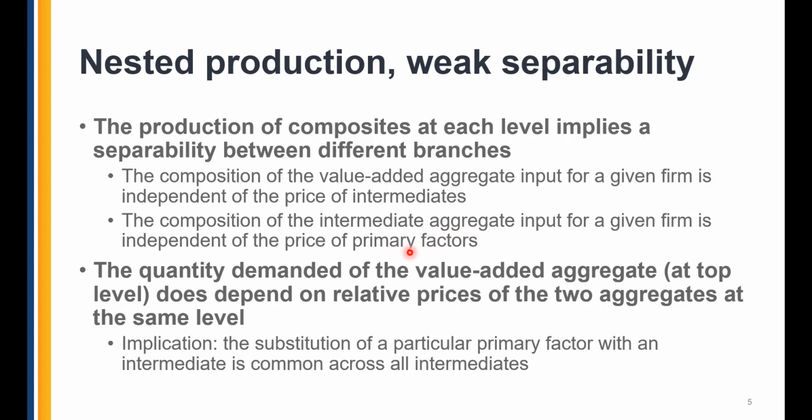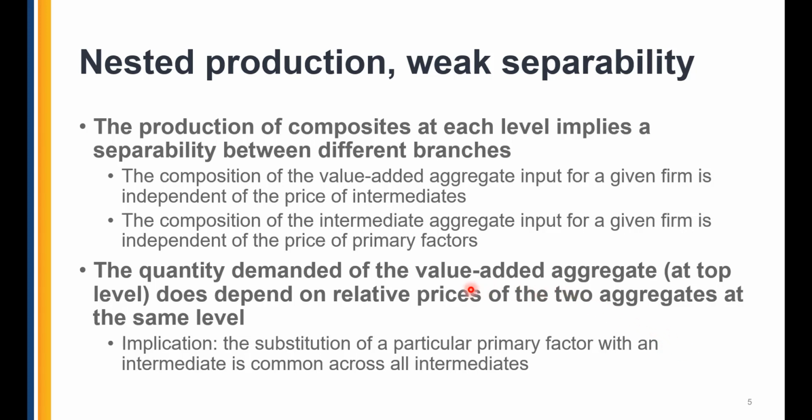Okay, so that means that there are no price ratios in play, and that limits the substitution possibilities. It means, in effect, that every intermediate will have the same substitution possibilities with any individual value-added input. Okay, so there's only one factor in play, and the same goes in the other direction as well. So it's symmetric, symmetry is obeyed in this model.